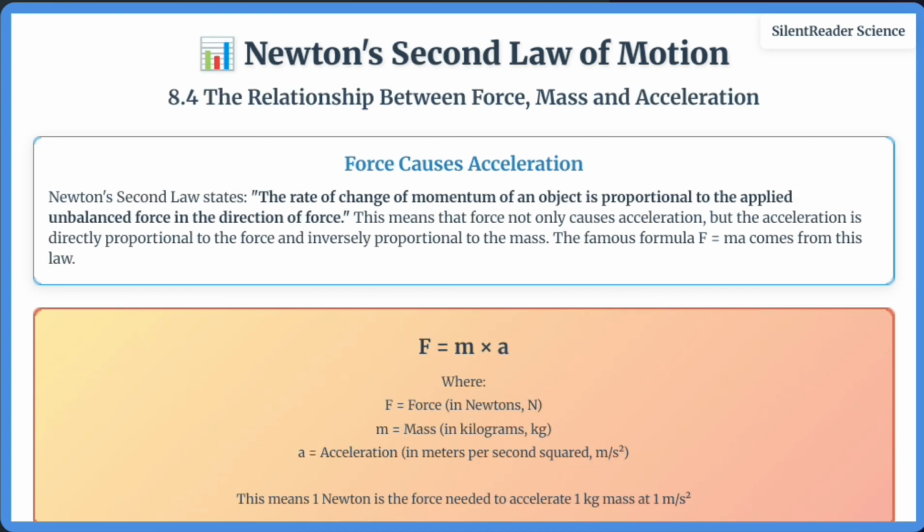Let's discover Newton's second law of motion, which gives us the famous equation F equals ma. This law tells us that force causes acceleration, and the acceleration is directly proportional to the force and inversely proportional to the mass. A small force on a heavy object produces little acceleration, while the same force on a light object produces much more acceleration. This law also introduces momentum and explains why fielders pull their hands back while catching balls, to increase the time and decrease the force.